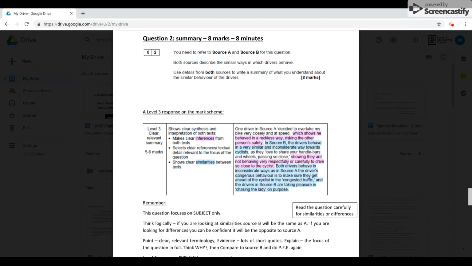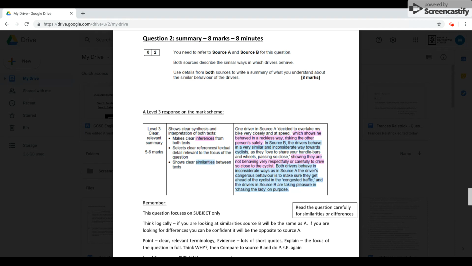And the opposite is true too. If we're looking for differences and the behavior in source A is really good, then of course the behavior in source B must be really bad. So we know exactly what we're looking for there. So please make sure that you know what you are looking for from the question, in this case, how the drivers behave, and how you are looking for that, similarities or differences.